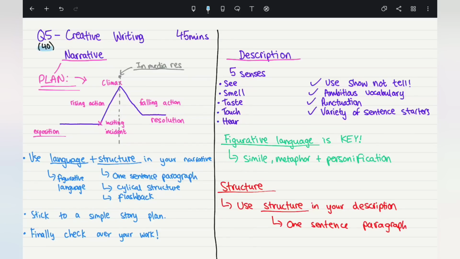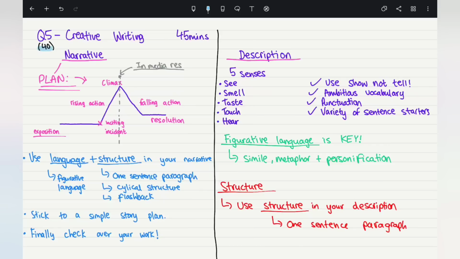So I've drawn out the Freytag's pyramid. To my own students, we have covered this before. A Freytag's pyramid is literally a simple plan that you can use for your narrative, starting off with the exposition, where you introduce the characters and the setting. Then the inciting incident, as you can see with the X, is the trigger. So something happens and something will lead to a build-up of things.